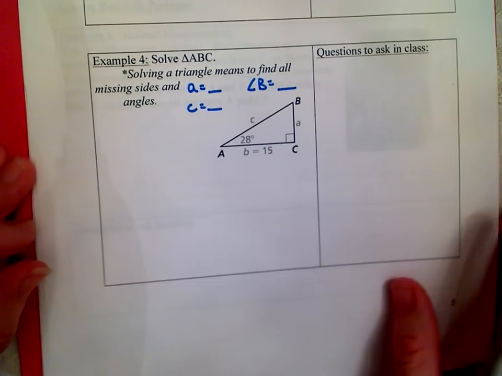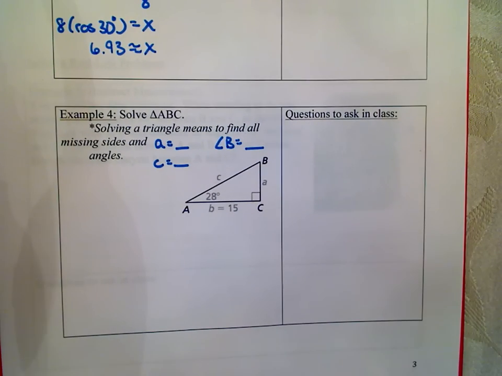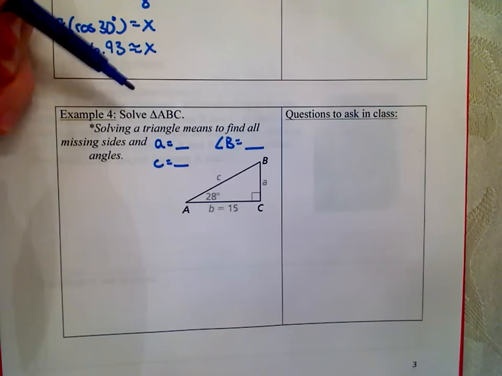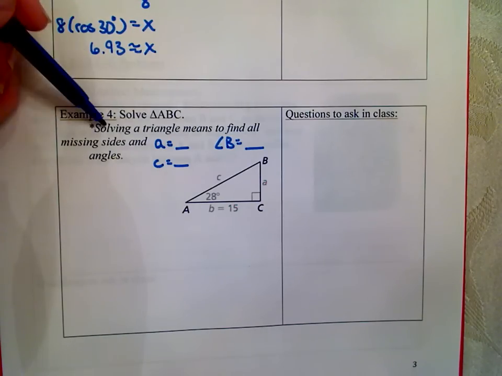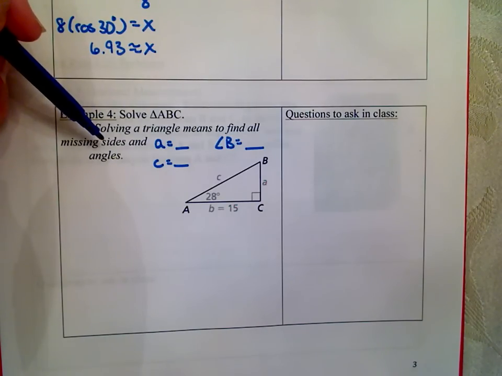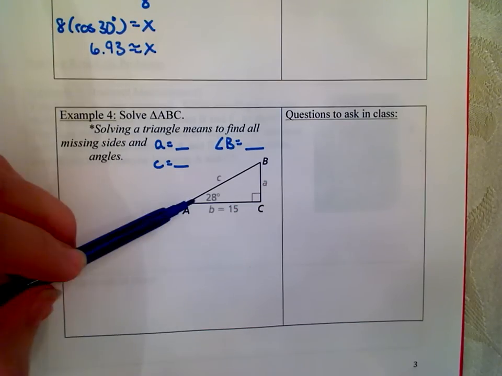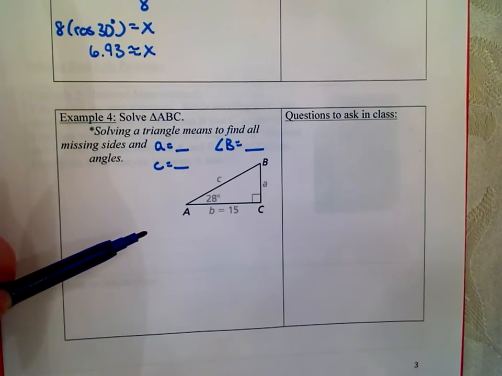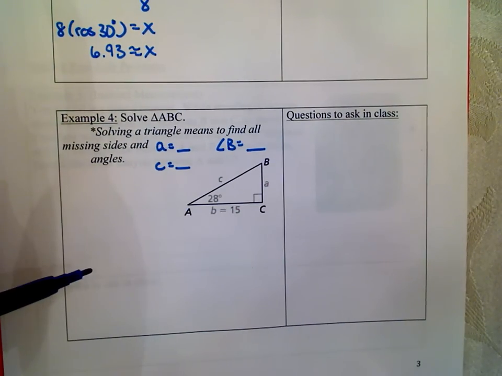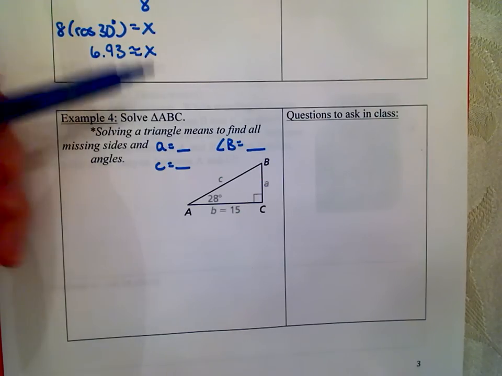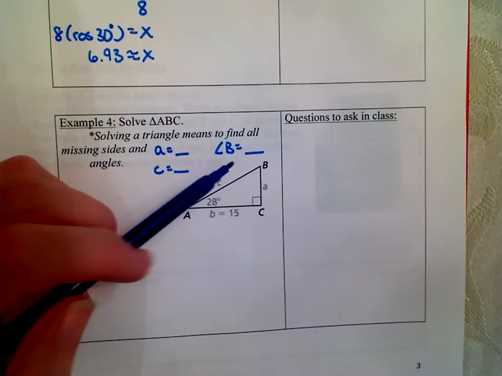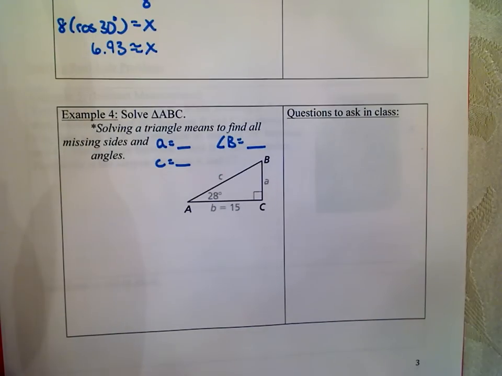Let's look at this one. Now this one says to solve the triangle ABC. Whenever they ask you to solve a triangle, that means that you need to find all of the missing sides and angles. Now I have listed out what is missing. We were given angle A is 28 degrees, and we were given that side B is equal to 15. Since they want us to solve the entire triangle, I need to find side A, side C, and angle B.